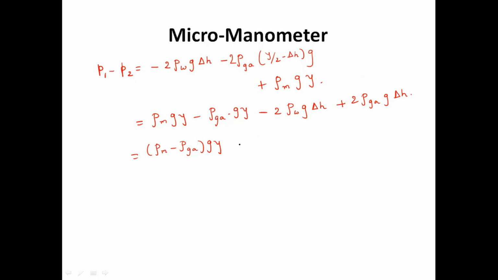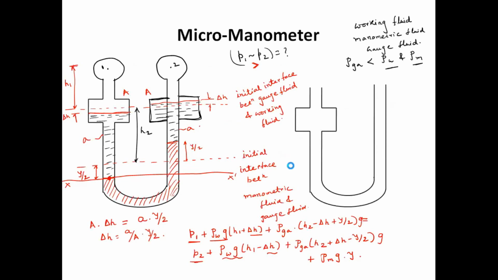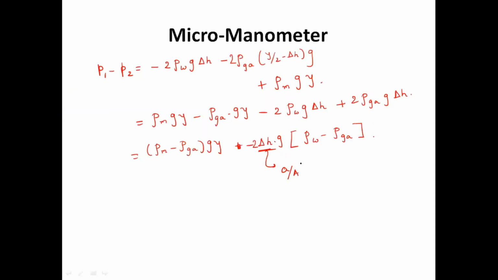And the remaining part is here, 2, or in terms of the minus also you could write minus delta h into g, 2 delta h into g, rho W minus rho GA, gauge fluid, rho W minus rho GA. Hence, you could change it in this way. Delta h is equal to a by capital A, y. If you change these values, you could simply write it down.